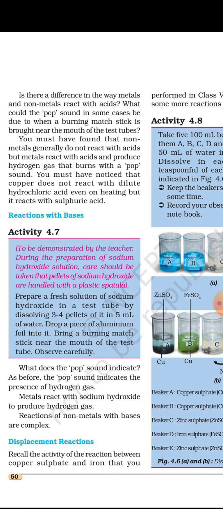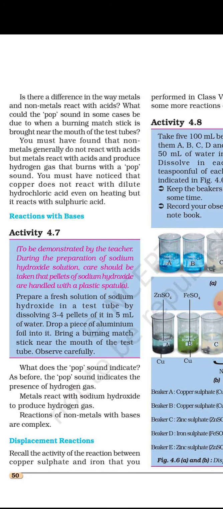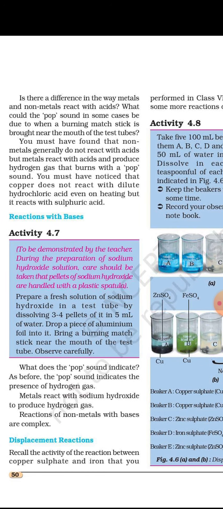You must have noticed that copper also does not react with dilute hydrochloric acid even on heating, but it reacts with sulfuric acid.